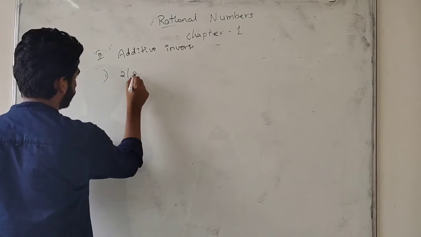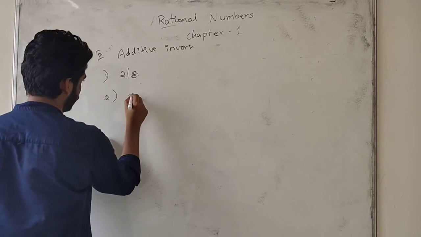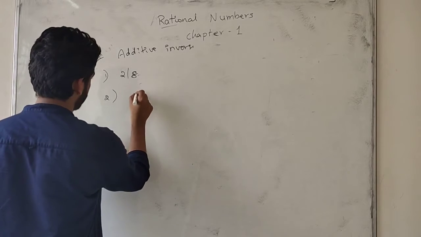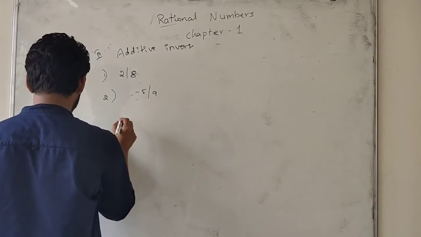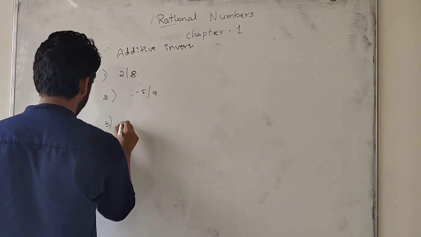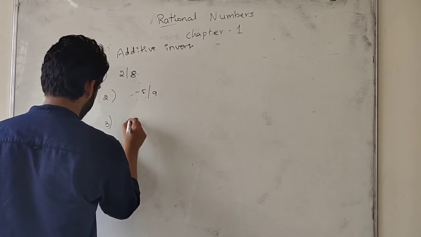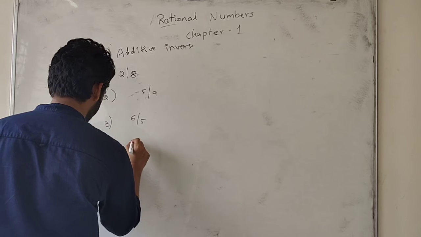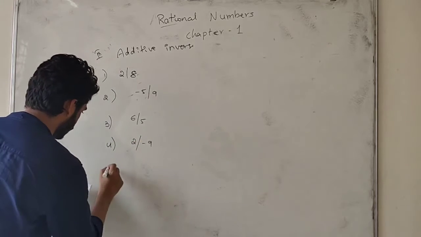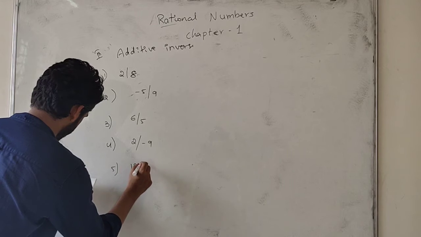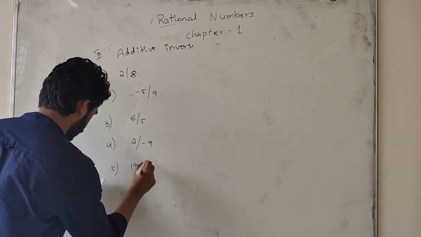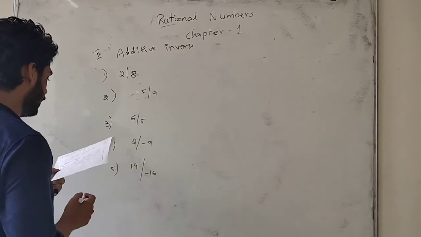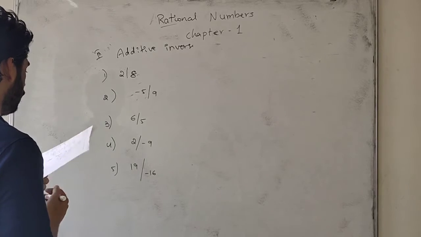Now the first question in this one: 2 by 8. Second one: minus 5 by 9. Third one: 6 by 5. Fourth one: 2 by minus 9. Fifth one: 19 by minus 16. Okay, how will we solve it?